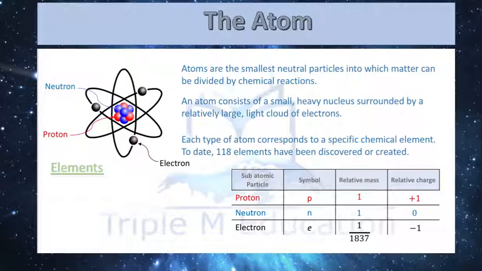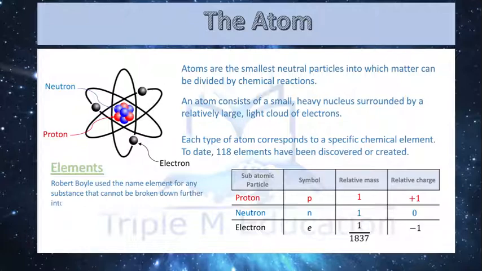The term element is used to describe each unique atom in our periodic table. So hydrogen is an element. Oxygen is an element. It's an example of a different element. Both of them are atoms, but they're different elements.